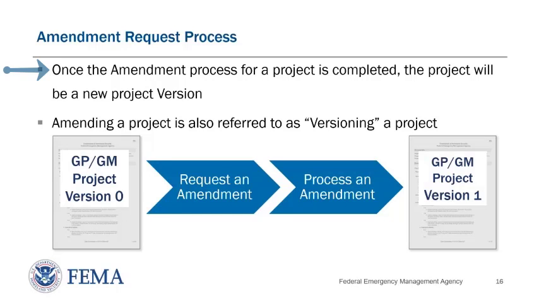So once the amendment process for a project is completed, the project will be a new project version. Amending a project is also referred to as versioning a project. And just a friendly reminder for small projects, once FEMA obligates a small project, FEMA does not adjust the approved amount of an individual small project. Therefore, amendment requests for small projects are usually not done.